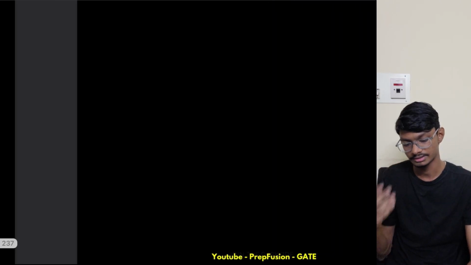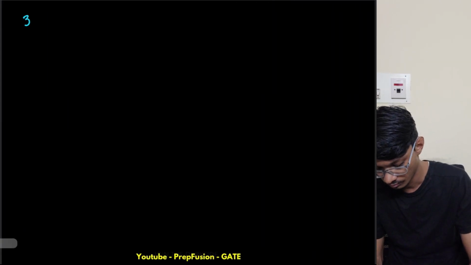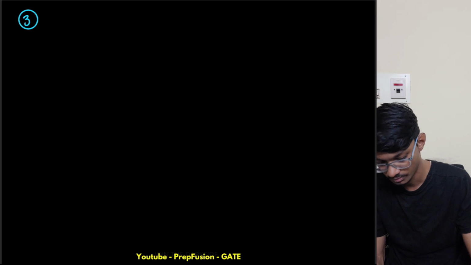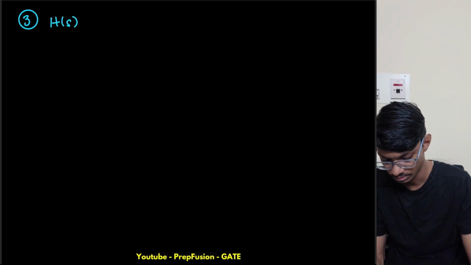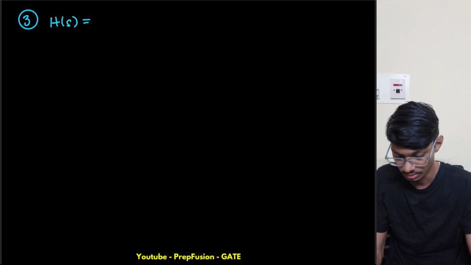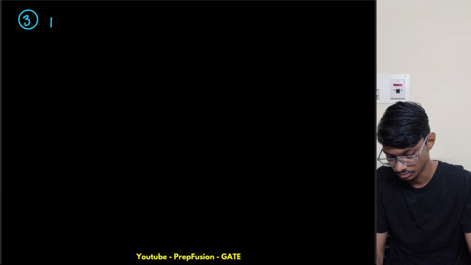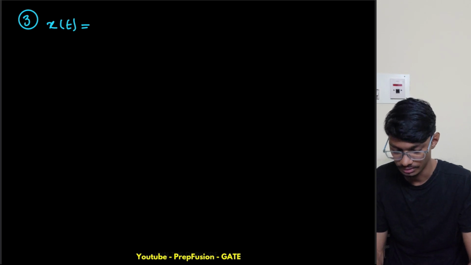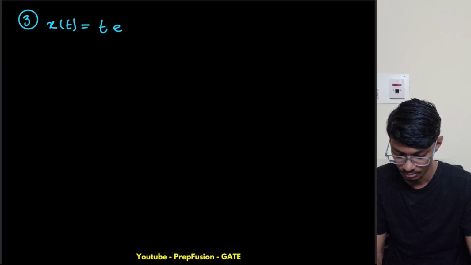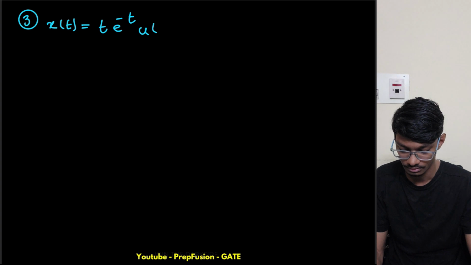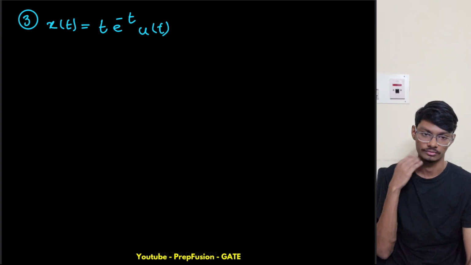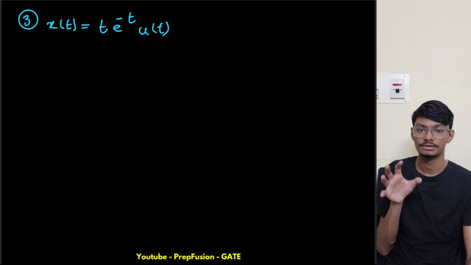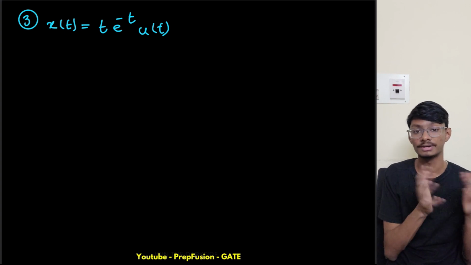Now let's go to another example. We have been given one time domain signal, sorry, not h of s, a time domain signal. This should be x of t equals minus t u of t, right? So what we need to find is the Laplace domain expression for this.